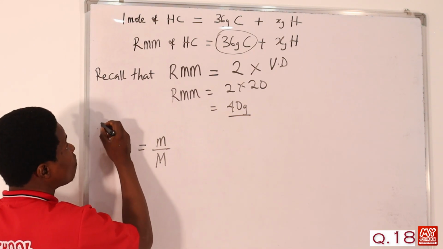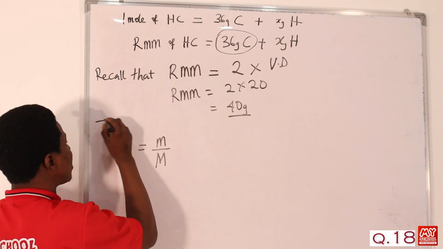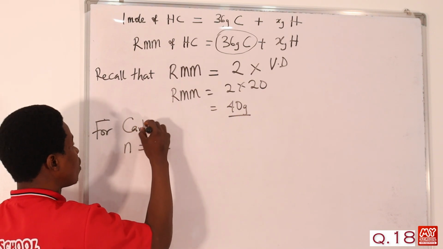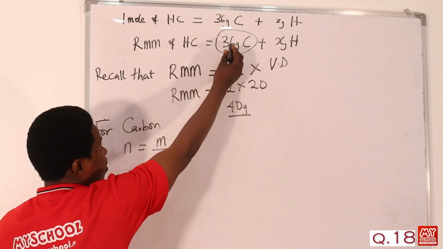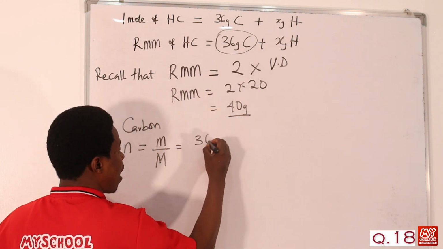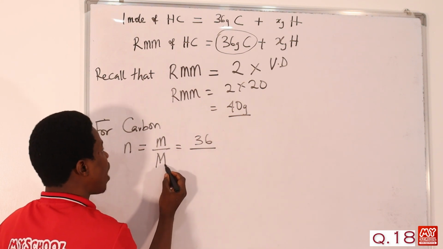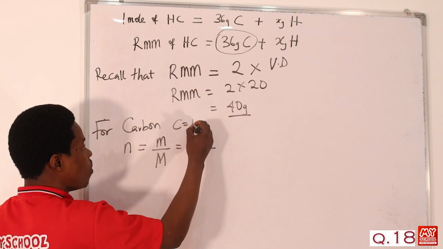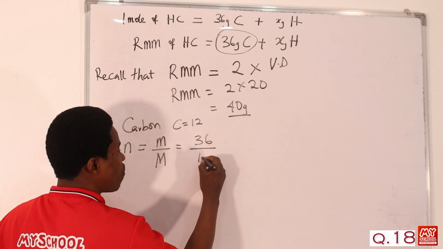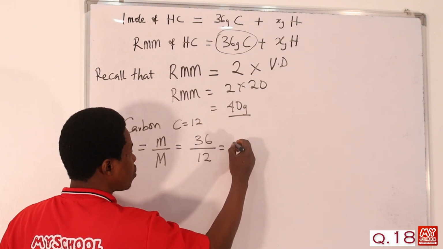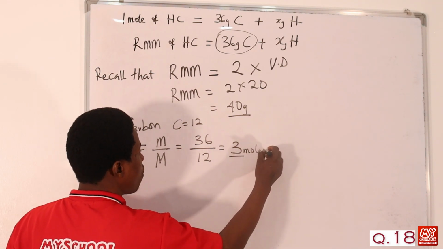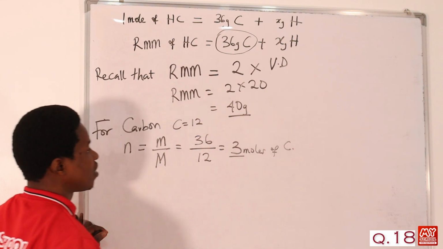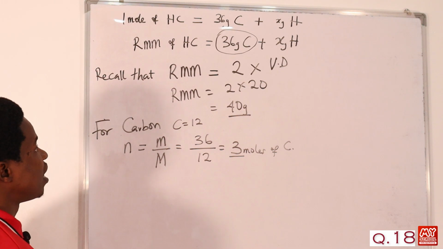We are considering carbon because it was carbon that we were given. For carbon, we are told that the mass of carbon was 36 grams. So we say this is 36 grams all over the molar mass of carbon. We know that carbon is 12 grams. So 36 over 12 gives us 3. So we have 3 moles of carbon. Now that we have 3 moles of carbon, let's look at what we have for hydrogen.